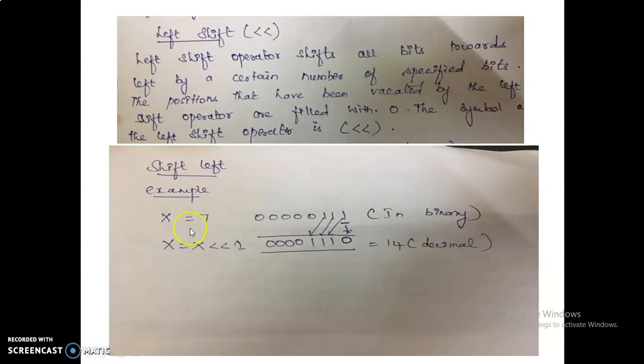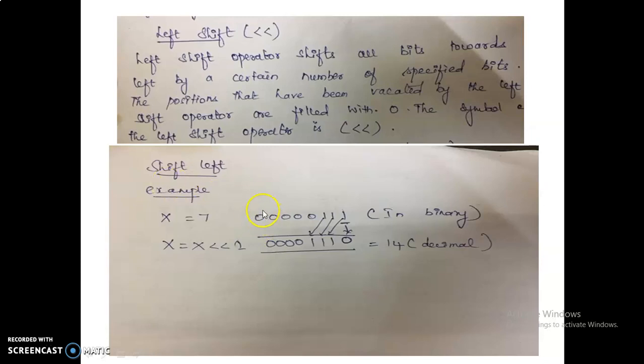Here I will use the same number 7 for the example. This is the binary representation of number 7. Here I shift only one position to the left, so this is a left shift by one bit.